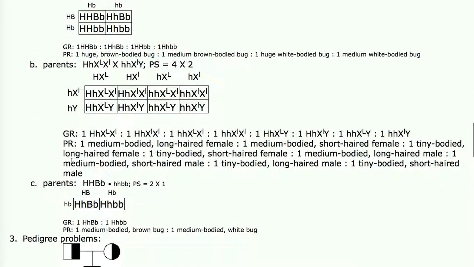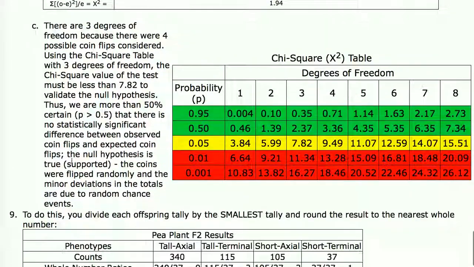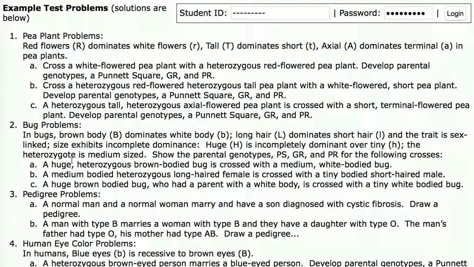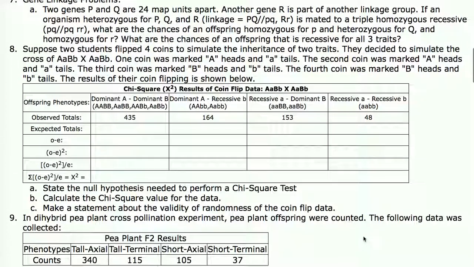Now, the next problem, let's see, going back up. Bug problems. In bugs, brown body dominates white body. Long hair dominates short hair, and the trait is sex-linked. That means the L's are on the X chromosome. Size exhibits incomplete dominance. Huge is incompletely dominant over tiny. The heterozygote is medium. Aha. So we have a huge heterozygous brown bug is crossed with a medium white.